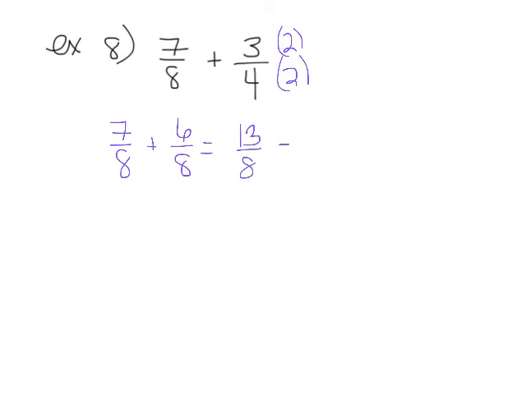And when I simplify this one, I'm actually going to have a mixed number because 8 goes into 13 one time. And then I have 5/8 left over. So I have 1 5/8 as my final answer.